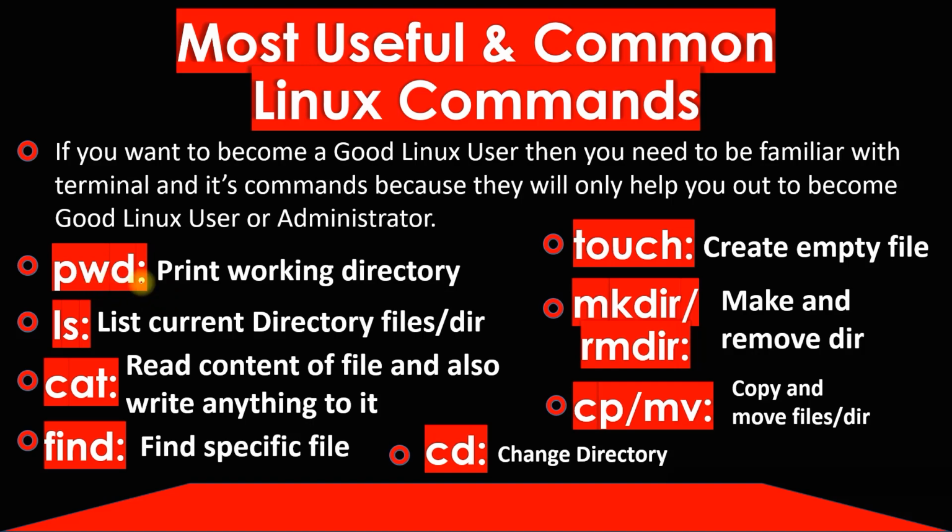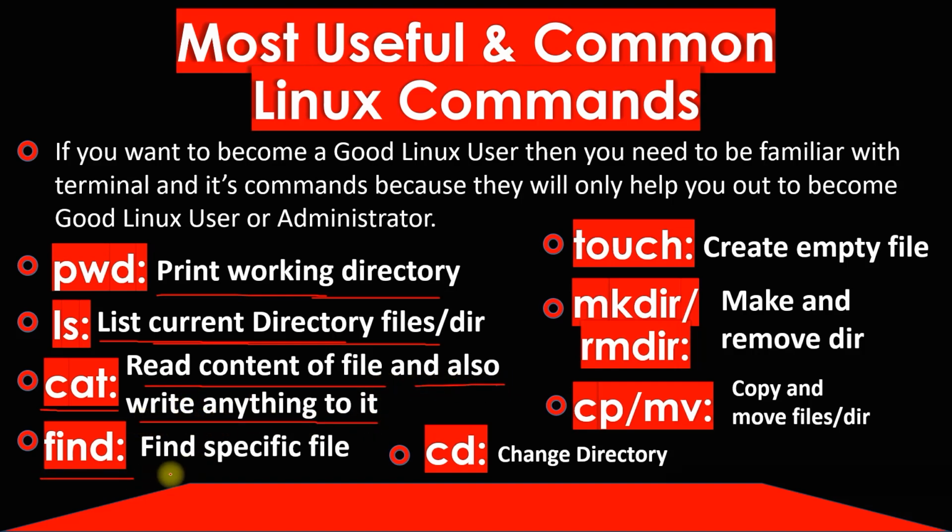First is the pwd command, that stands for print working directory and is used to print the current working directory of our user or where we are standing. Then our next command is ls command. The ls command stands for list. It will list the files or folders in the current directory. Then our next command is cat command. The cat command is used to read the content of a file and also to write anything to it.